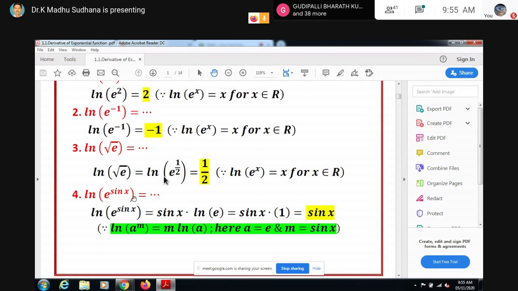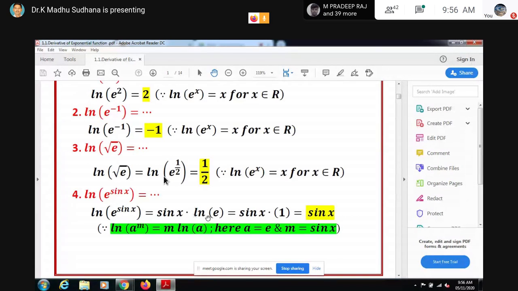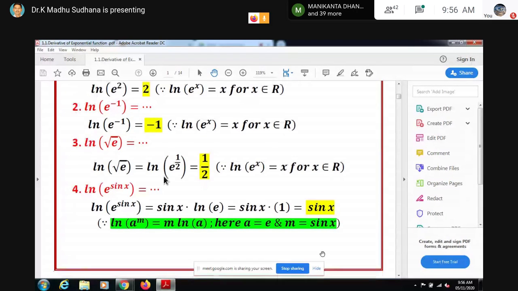Similarly, log e power sin x equals sin x into log e. But we know the log e value is equal to 1, so our answer is sin x. Therefore, log a power m equal to m log a. You already know this formula in logarithms. So sin x into log e gives sin x only.